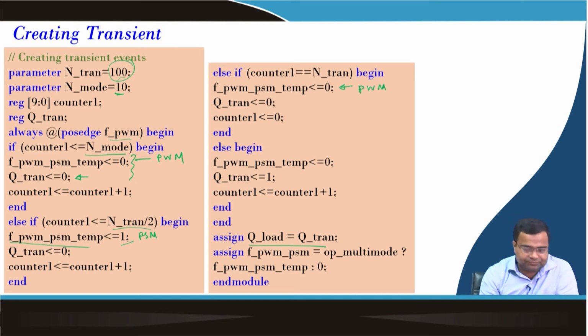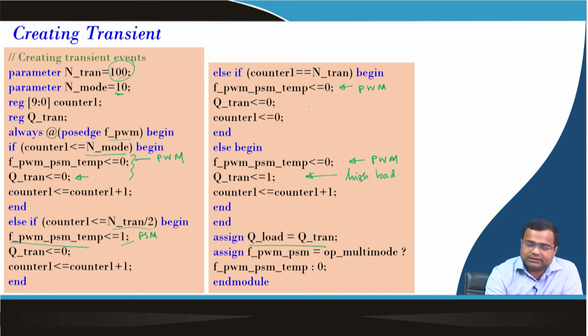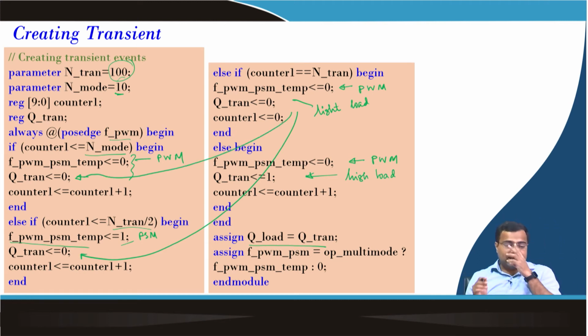When they are equal, this is PWM and this is your high load, but this is your light load. This is also light load and this is also light load. So, for light load, for some cases we are using PWM.